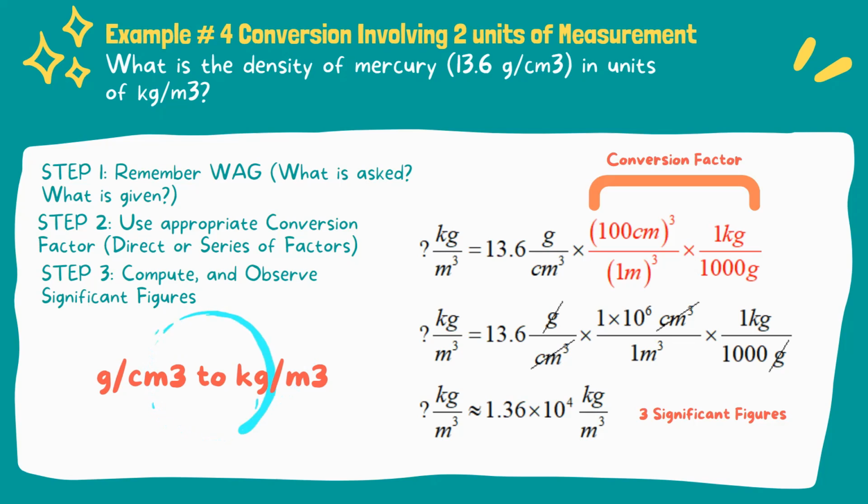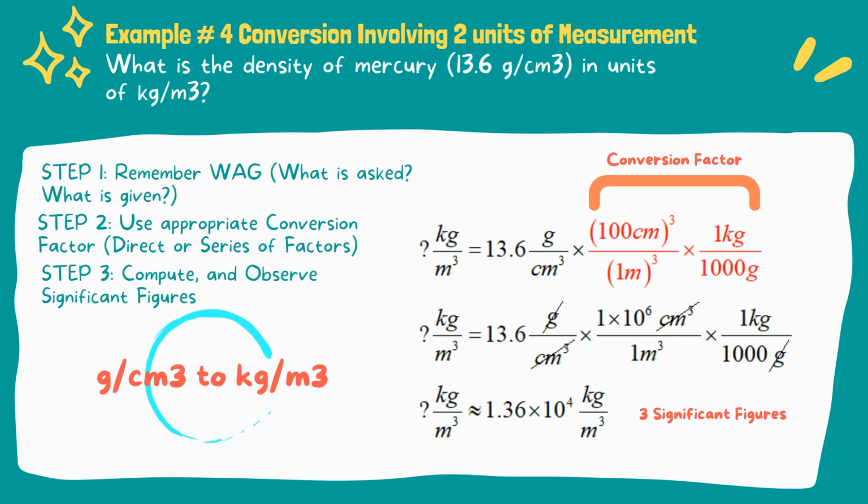Now for the last example, example number 4, conversion involving 2 units of measurement. What is the density of mercury, 13.6 grams per cubic centimeter, in units of kilograms per cubic meter? So step 1, remember WAG. So the direction of the problem would be from grams per cubic centimeter to kilograms per cubic meter.